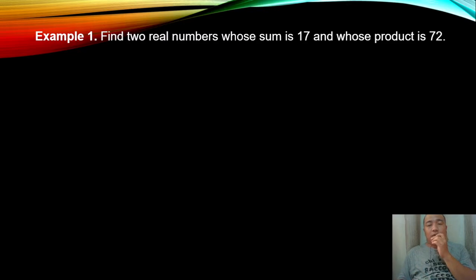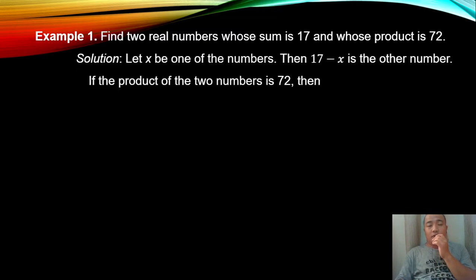Let's start with our example number 1. Find two real numbers whose sum is 17 and whose product is 72. For the solution, let x be one of the numbers. Then 17 minus x is the other number, because if we add 17 minus x and x, the sum is 17. And the product is 72.